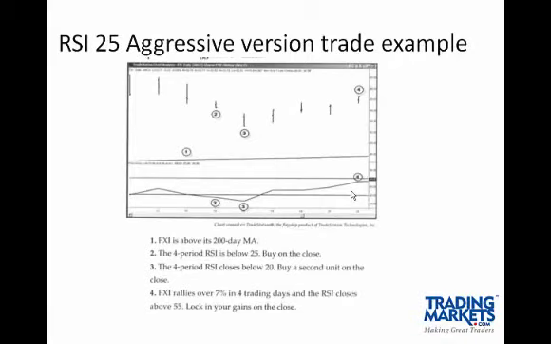For the aggressive version, again, we see that this ETF is pulling back while above the 200-day moving average. After the trade is entered, it pulls back further, and this is confirmed by the 4-period RSI. That means a second unit is added, which in effect lowers the cost basis for the trade. When the trade is then closed, the profit of the trade is increased significantly over time.